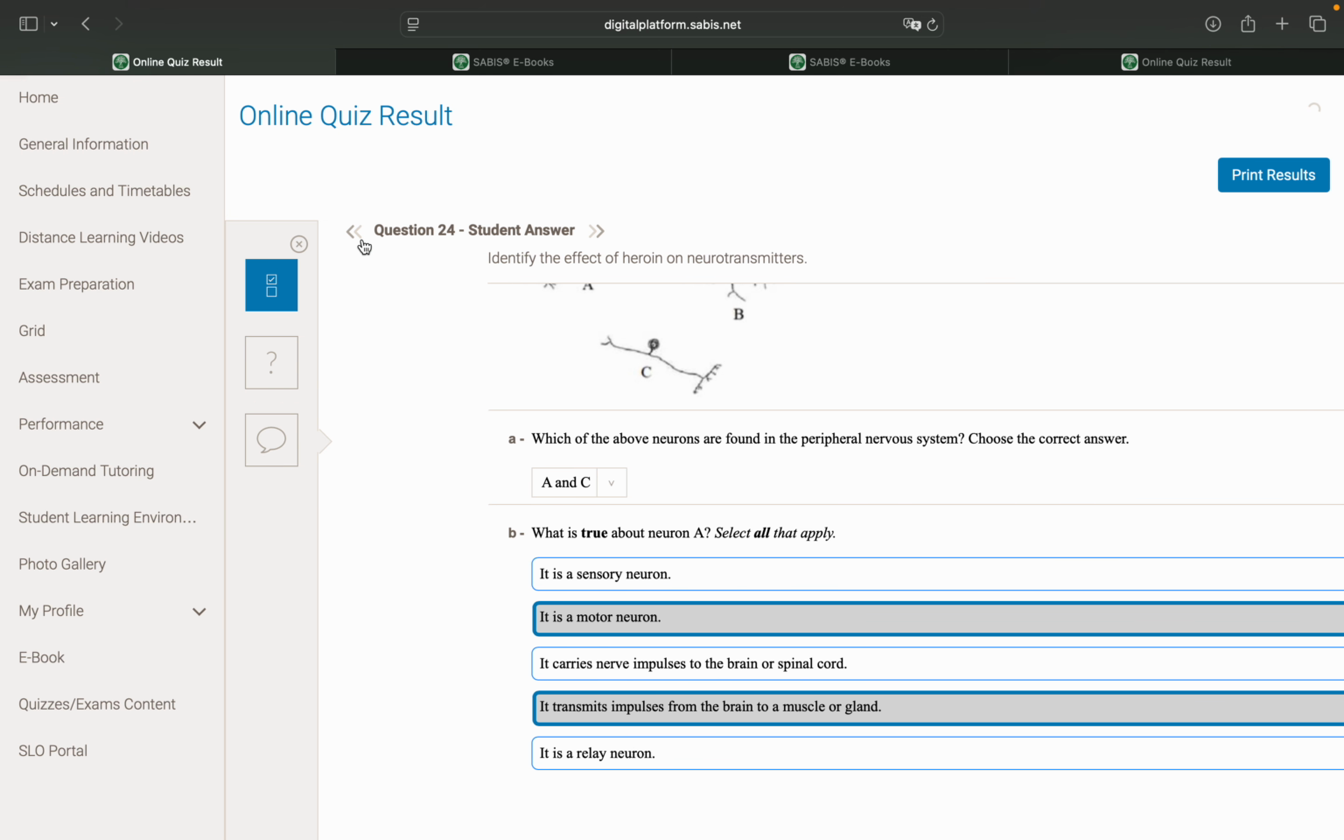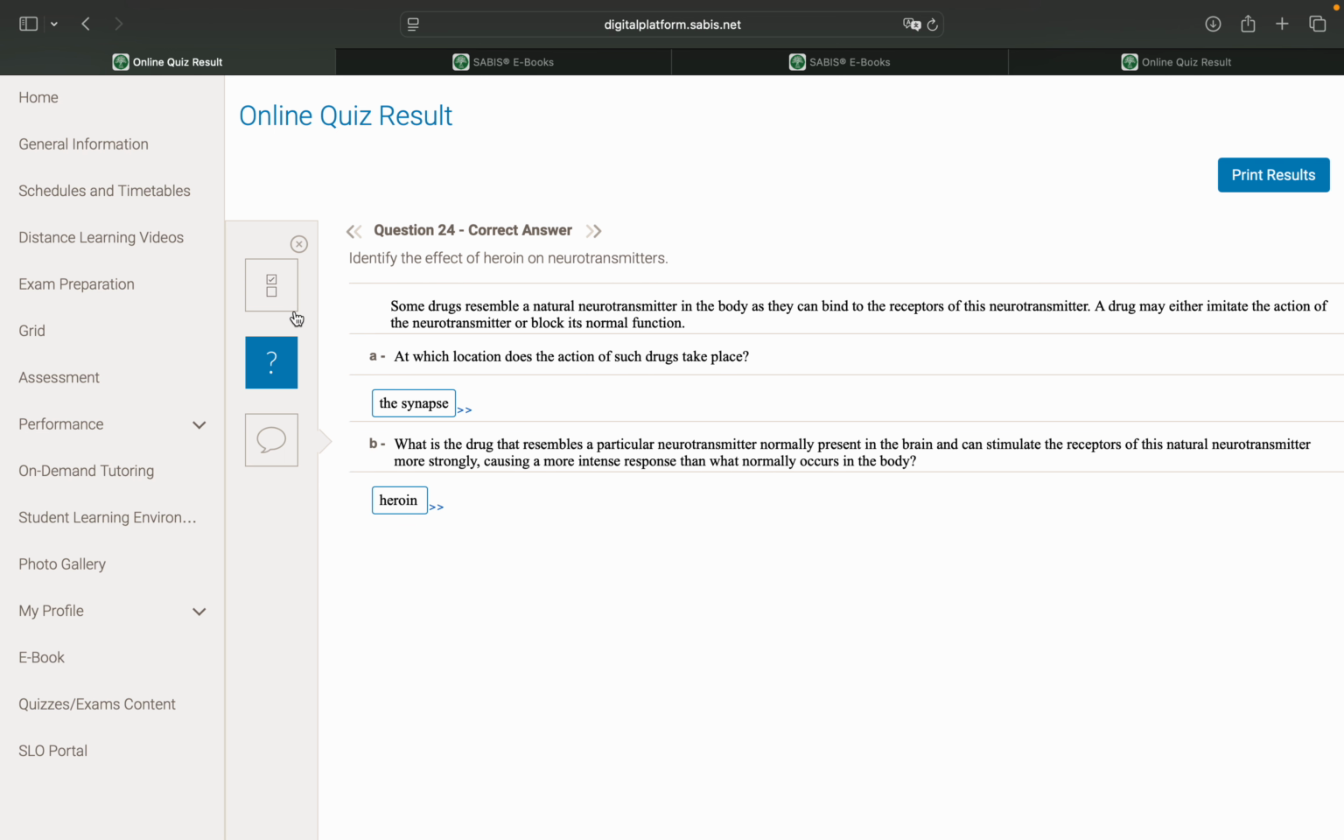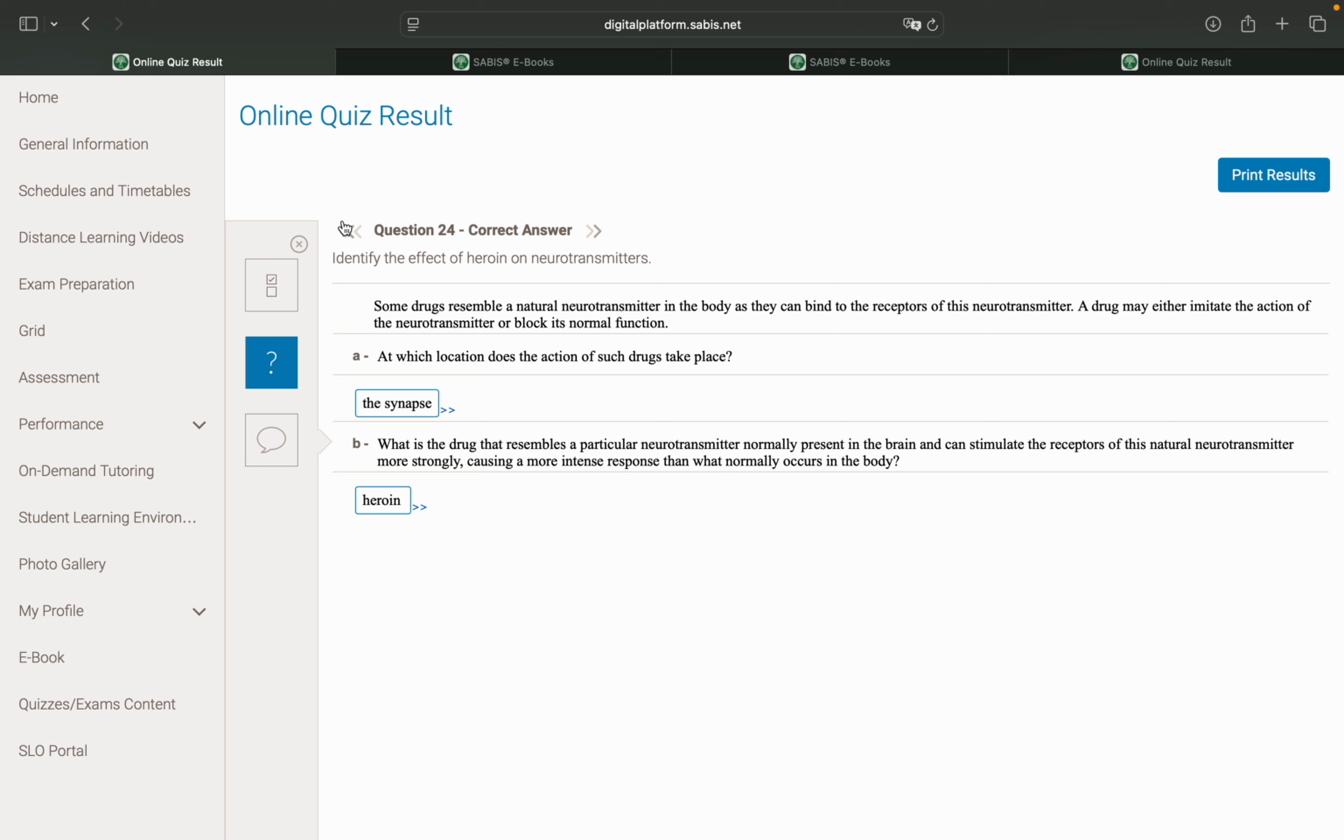These are just neurons again. Okay, this is related to the drug part of the chapter. Some drugs resemble a natural neurotransmitter in the body as they can bind to the receptors of this neurotransmitter. A drug may either imitate the action of the neurotransmitter or block its normal function. At which location does the action of such drugs take place?